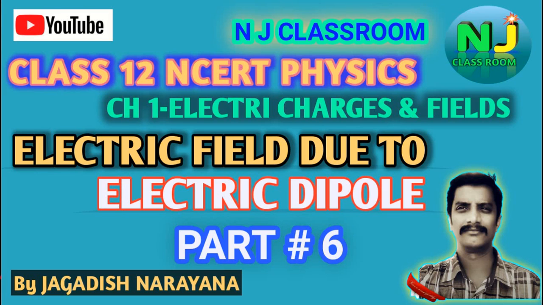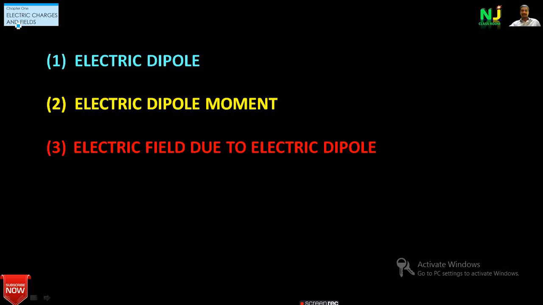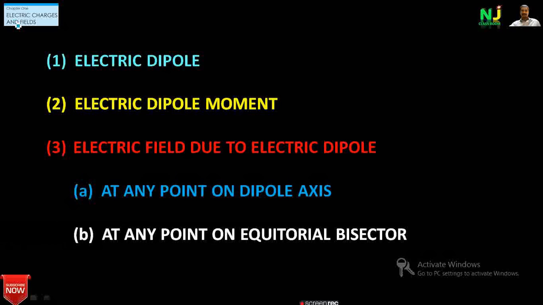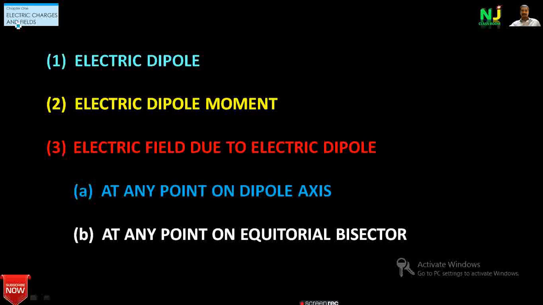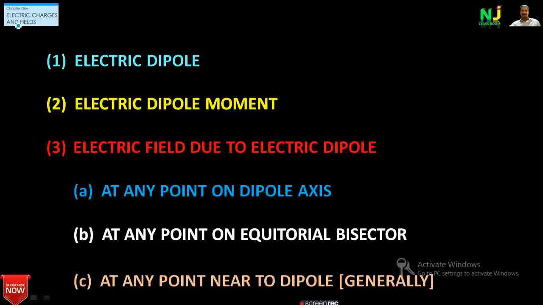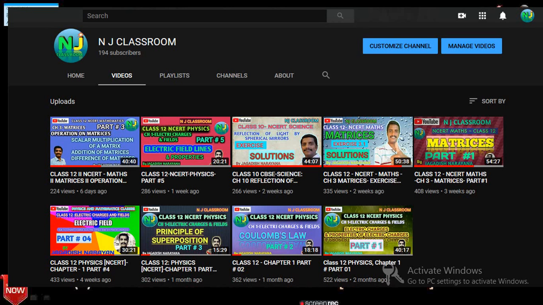In this video we are going to learn what is an electric dipole. What is the definition of the electric dipole? The term associated with the electric dipole is called electric dipole moment, and the net electric field due to the electric dipole, particularly at any point on the dipole axis, at any point on the equatorial bisector, and at any point, generally, nearer to the electric dipole rather than the dipole axis or equatorial bisector.